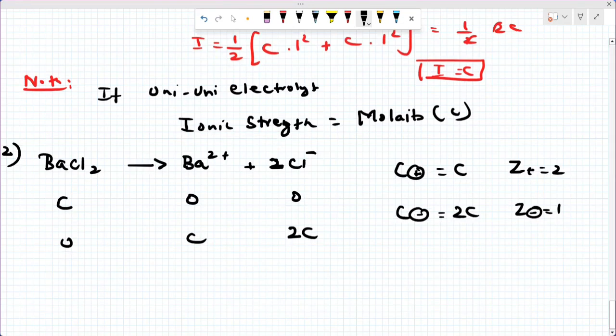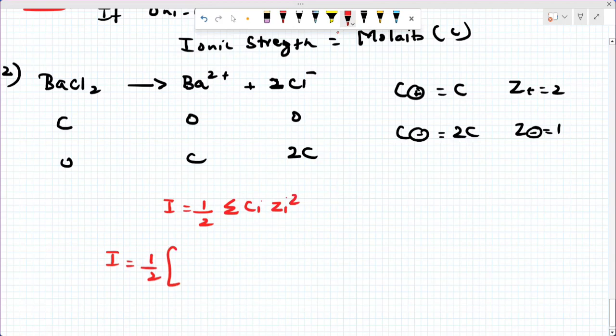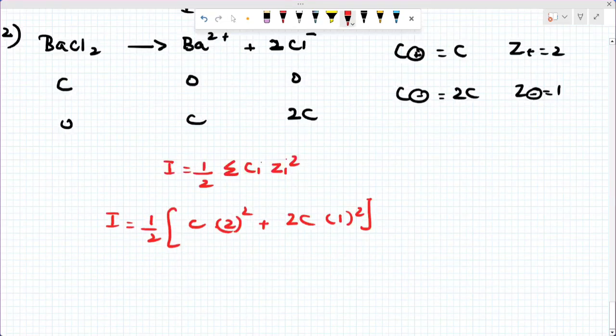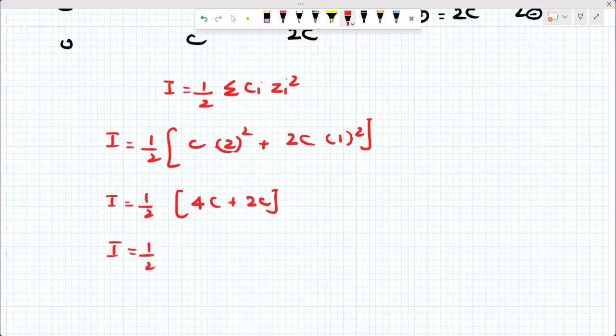Now apply the formula. What is the formula? I is equal to half into summation of Ci into Zi square. First, I is equal to half, open the bracket. First take the cation: cation concentration C, charge 2, so 2 square. Plus anion concentration 2C, charge 1 square. So I is equal to half into 4C plus 2C, which is half into 6C.